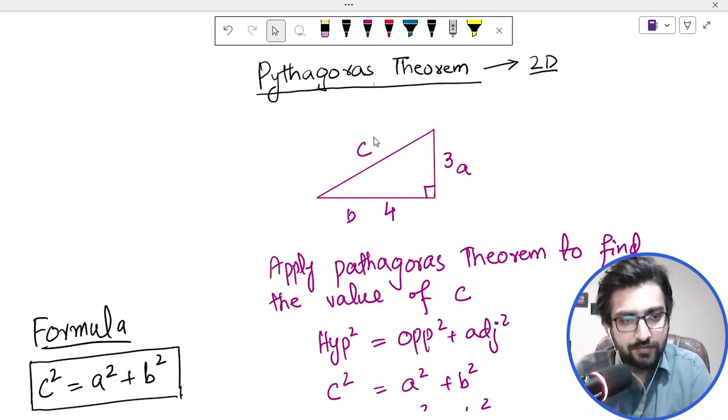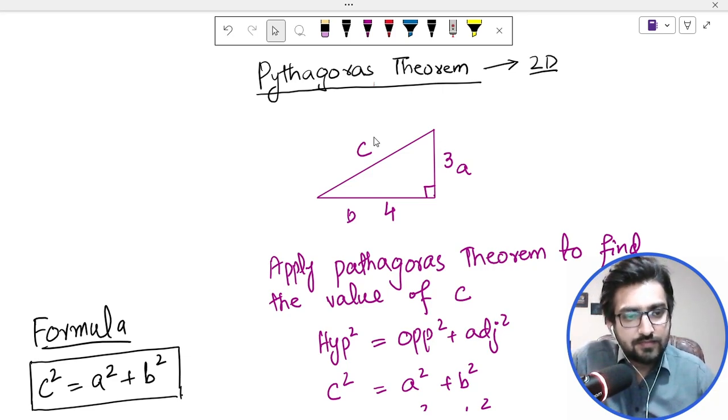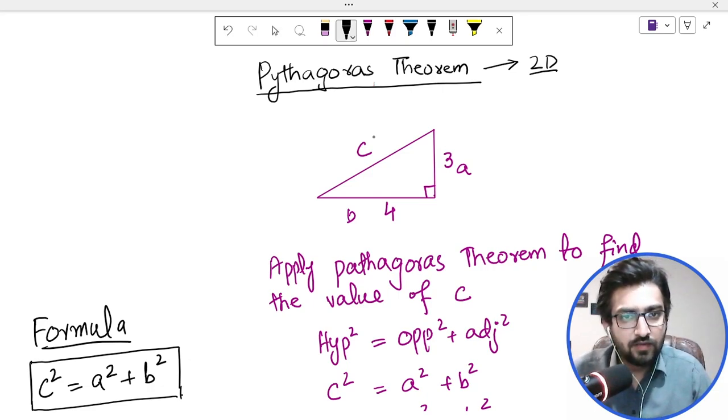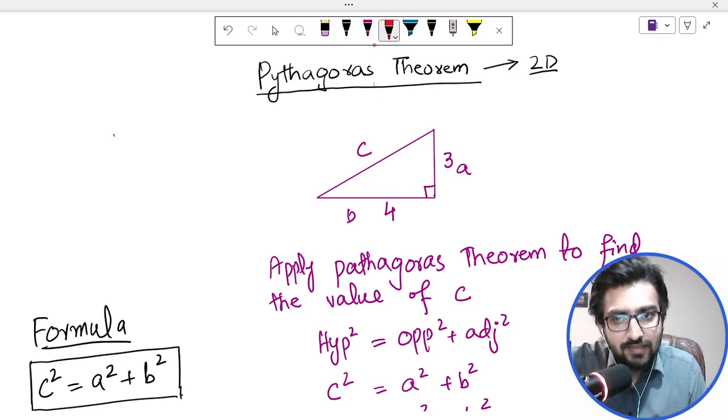This is very important. If you understand Pythagoras theorem in two-dimensional, then you will be able to apply this concept on three-dimensional shapes as well. So first of all, remember this point that Pythagoras theorem needs to be applied on a right angle triangle. In the first lesson of this chapter, I explained a right angle. What is a right angle triangle?